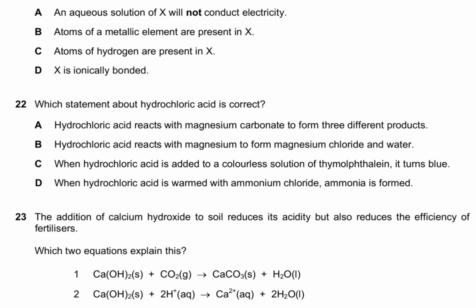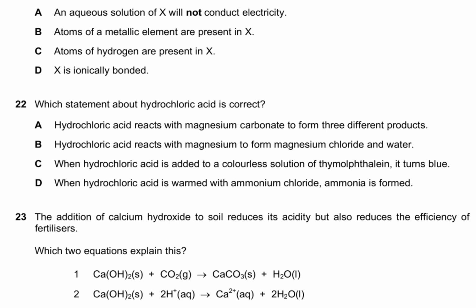So the second question here is: which statement about hydrochloric acid is correct? The first one is that hydrochloric acid reacts with magnesium carbonate and gives three different products. Yes, it is true, because it produces water, carbon dioxide, and magnesium chloride. So the A option is correct. Then the next option is that hydrochloric acid reacts with magnesium to form magnesium chloride and water. No.